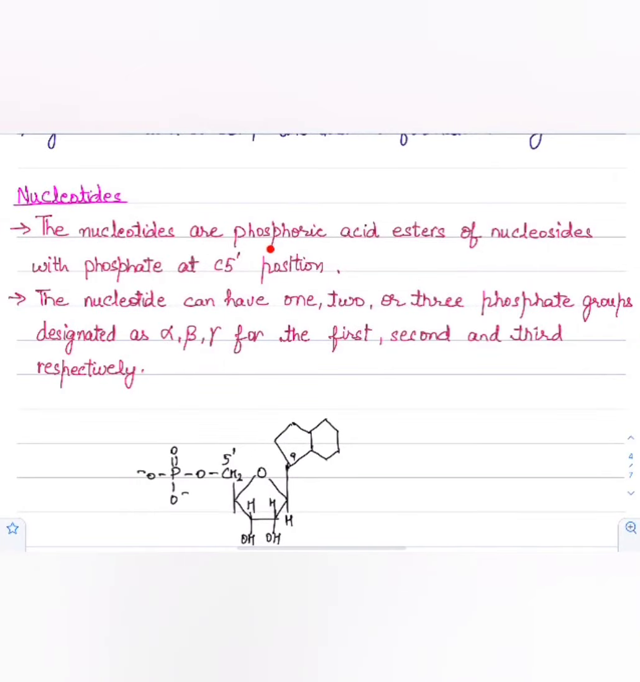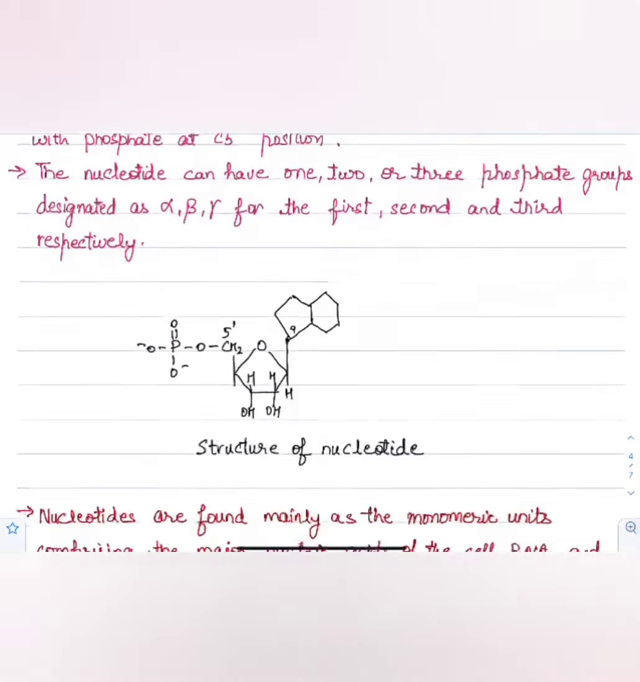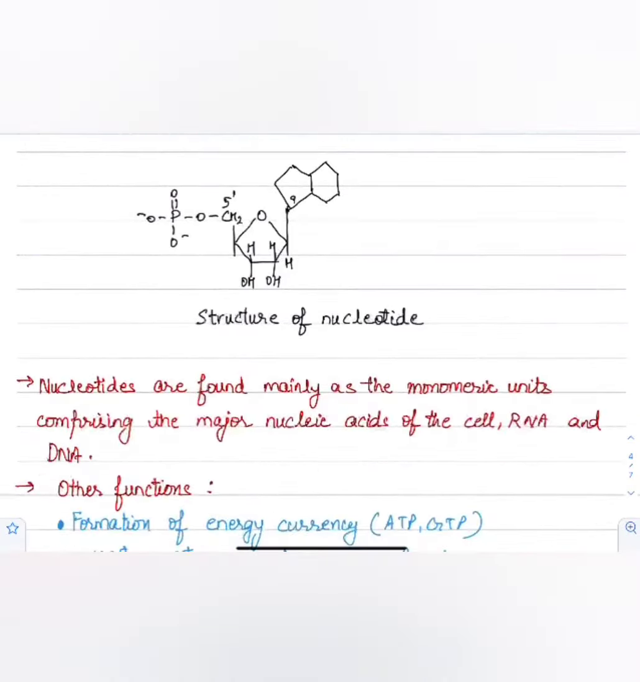Nucleotides are phosphoric acid esters of nucleosides with phosphate at the C5' position. A nucleotide can have 1, 2, or 3 phosphate groups, designated as alpha, beta, gamma for the first, second, and third phosphoric acid respectively. Nucleotides are found primarily as the monomeric units comprising the major nucleic acids of the cell, RNA and DNA.